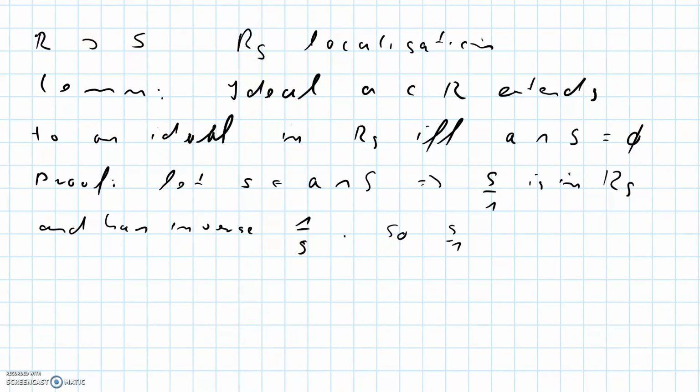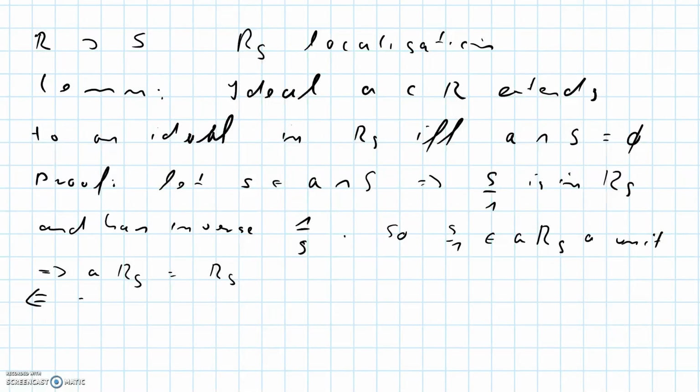So this of course means that this element here, s divided by 1, which is an element of the image of the ideal A, which we write this way, is a unit in R localized at S. And this means, of course, since this ideal now contains a unit, that it is all of R localized at S. So this concludes part 1 of the proof.